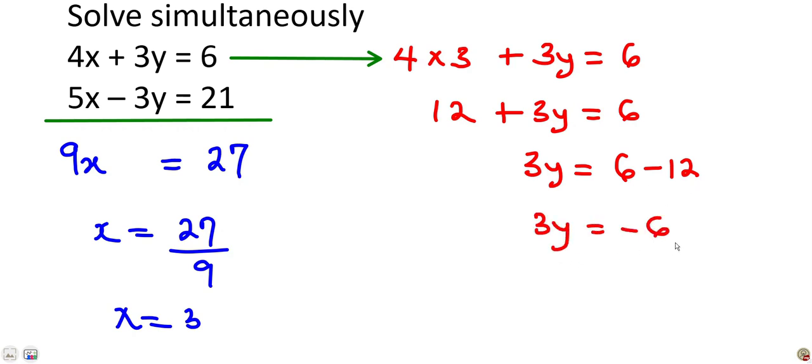And to get y, I divide both sides again by 3. So y is definitely going to be minus 6 divided by 3. And of course, y is definitely going to be minus 2. So we know that the value for x is 3 and y is minus 2. So that's what you get when you solve simultaneously.